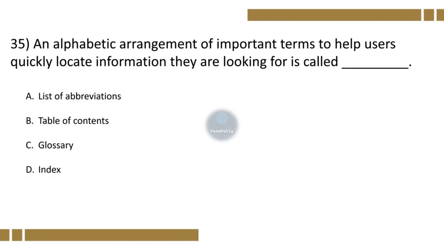Question 35. An alphabetical arrangement of important terms to help users quickly locate information they are looking for is called. Option A, list of abbreviations. Option B, table of contents. Option C, glossary. Option D, index. And the correct option is D, index.